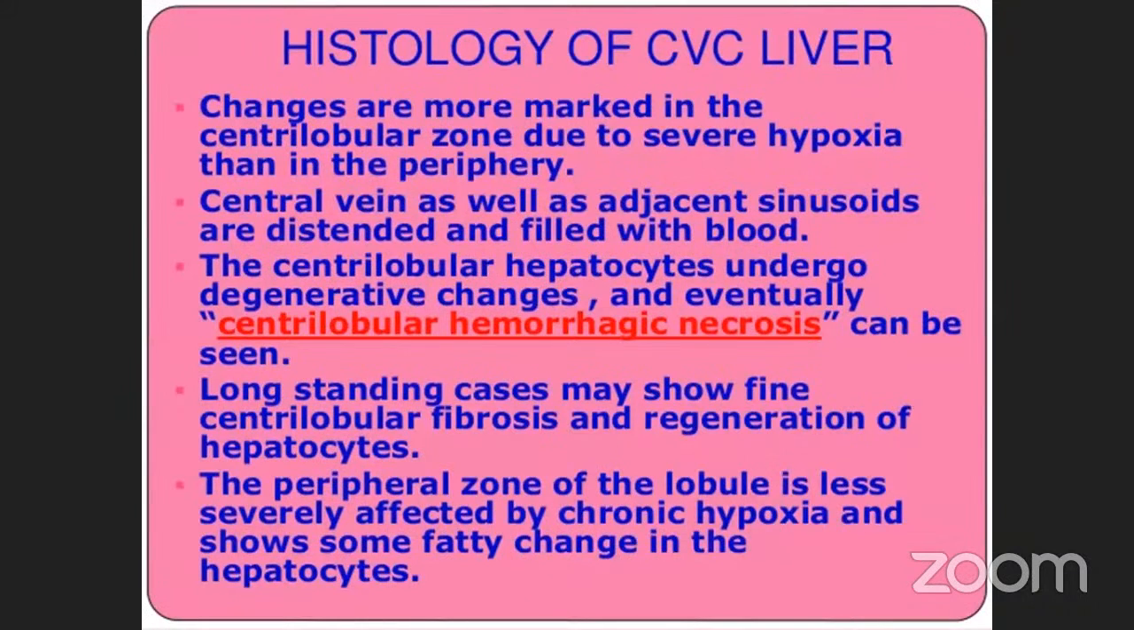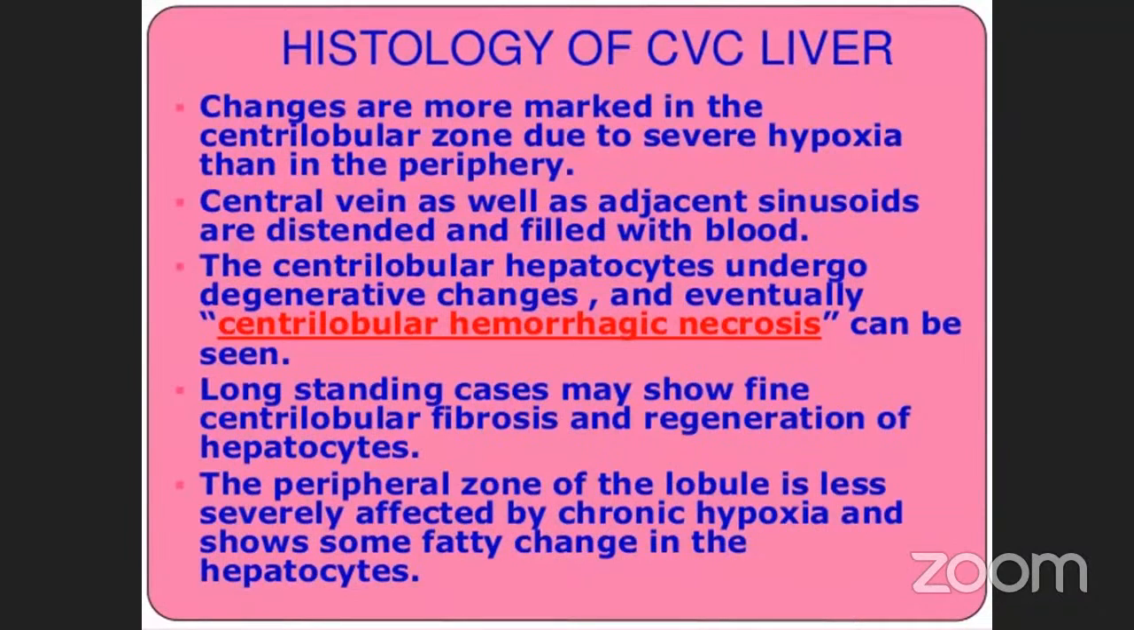So the histology we have just stopped. There is a centrilobular zone due to severe hypoxia, then into the periphery. The central vein as well as the adjacent sinusoids are distended and filled with blood. This is due to venous blockage or right-sided heart failure, or a blockage in the inferior vena cava or a hepatic vein, so the drainage from the liver is compromised.